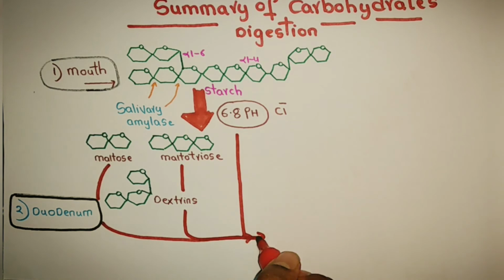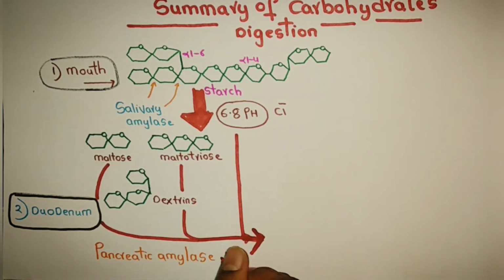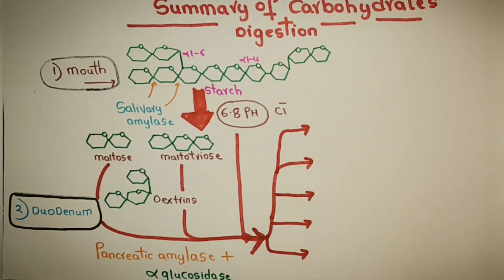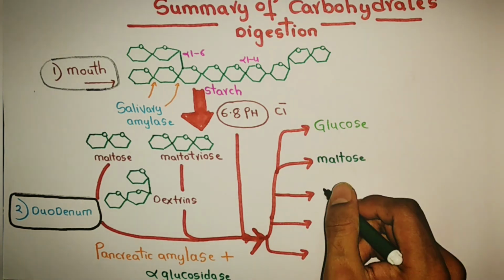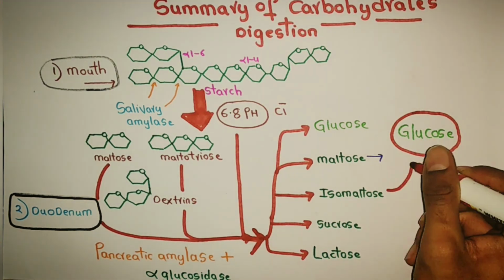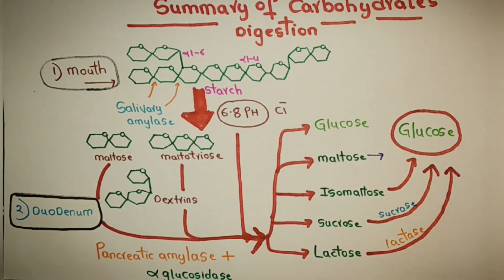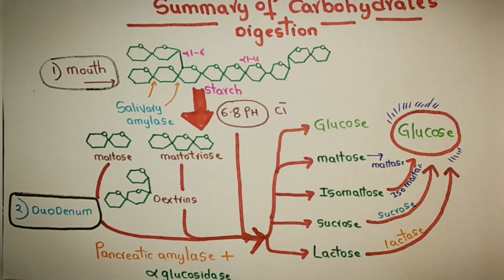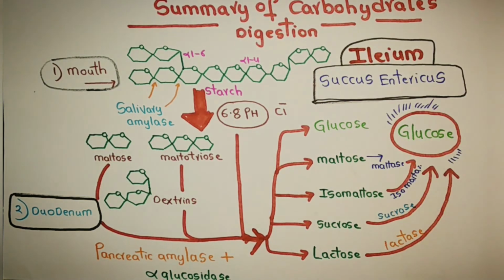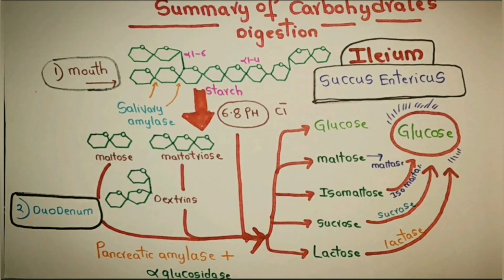After preliminary digestion in the mouth, the food when it enters into the duodenum is acted upon by pancreatic amylase and glucosidase, which break down the leftover starch into some of the glucose, some of the maltose, isomaltose, sucrose and lactose, which are all converted into glucose by the brush border enzymes like maltase, sucrase, lactase and isomaltase, which form the basic juice called succus entericus in the ileum. Now you might have an idea that no matter what type of complex carbohydrate you eat, eventually all is converted into the simple form, glucose.